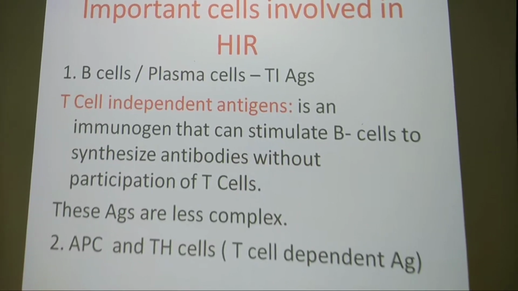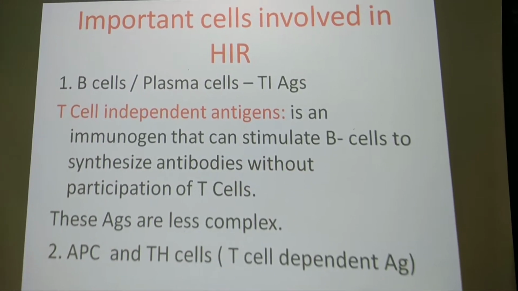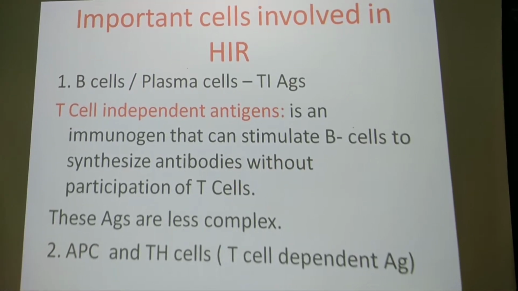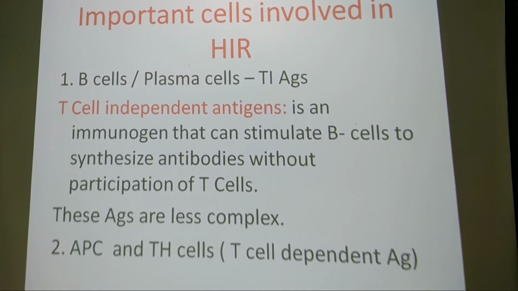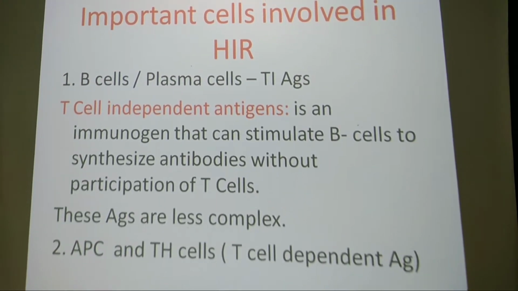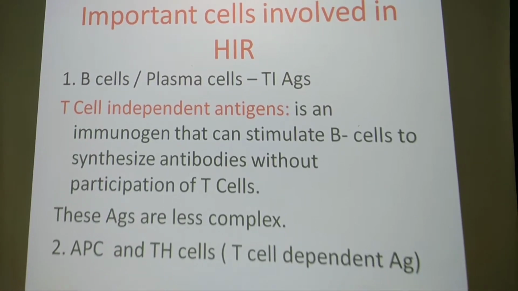Why do they not require the help of T cells? Because these antigens are less complex. For example, the carbohydrate antigens or the nucleic acid antigens are examples of T cell independent antigens.